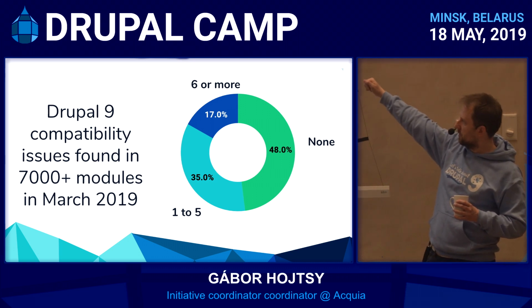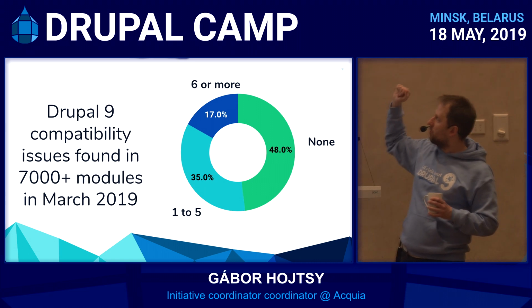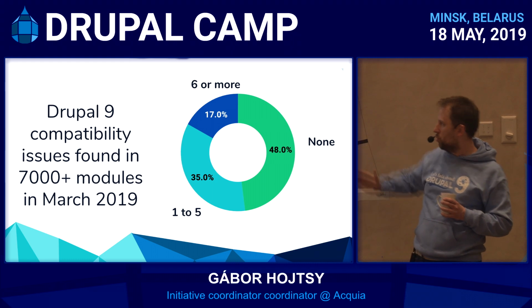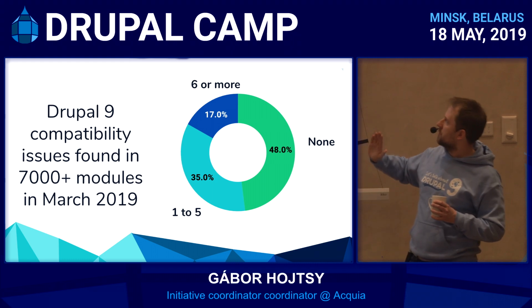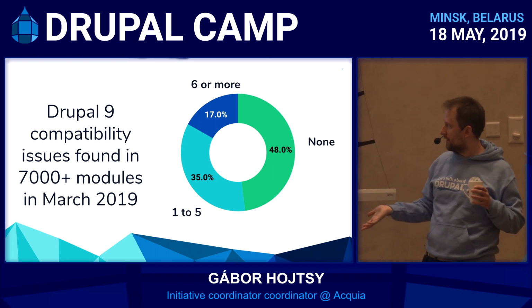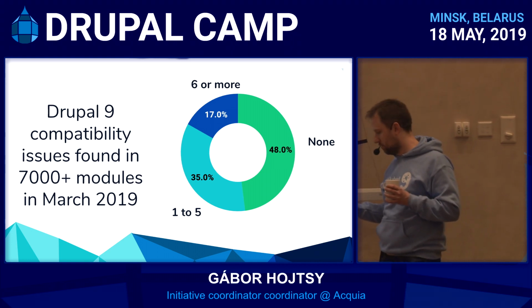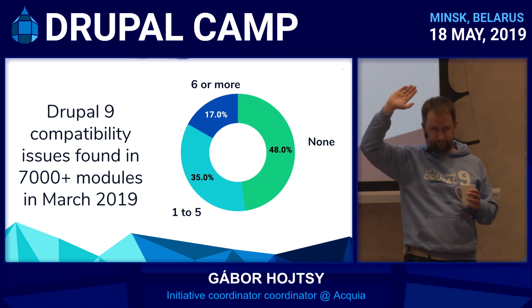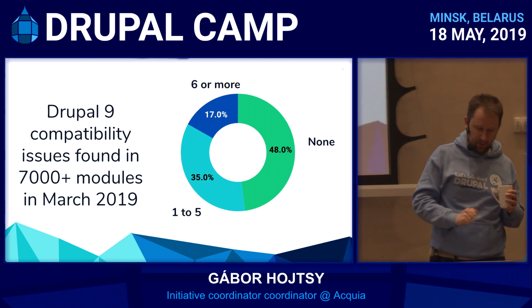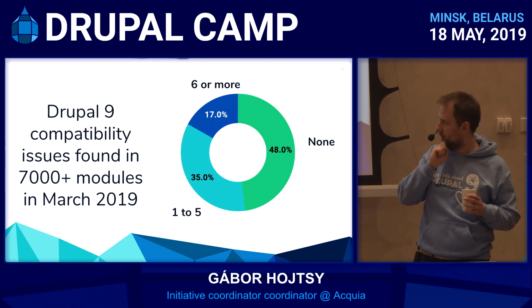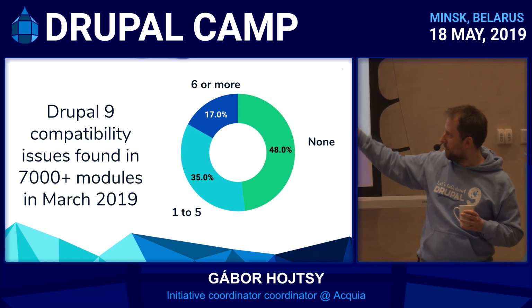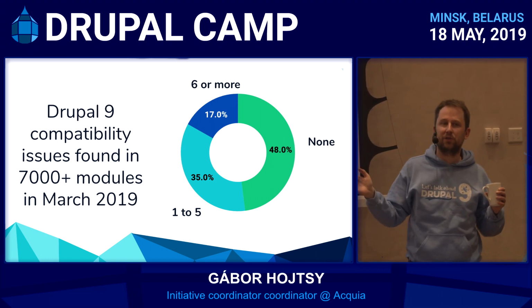So this is based on Dwayne's data from March, is that almost half of the Drupal 8 modules use no deprecated code. So as much as we know right now about the deprecated code, half of the Drupal 8 modules are already Drupal 9 compatible, as much as we know, based on the, I believe, Drupal 8.7 code base that they used. And then about a third of the modules have 1 to 5 deprecation errors.